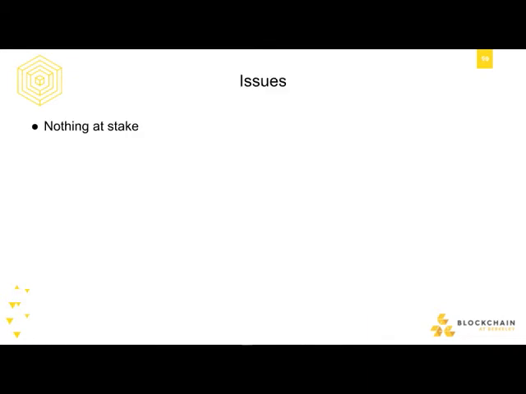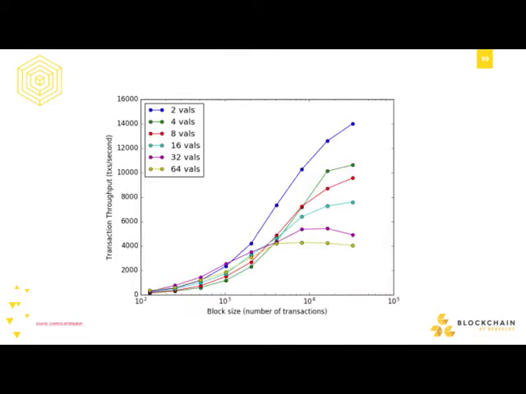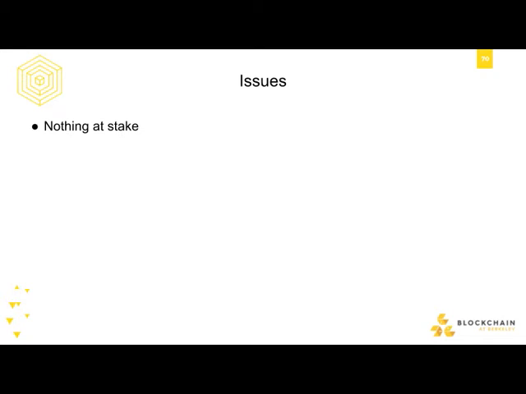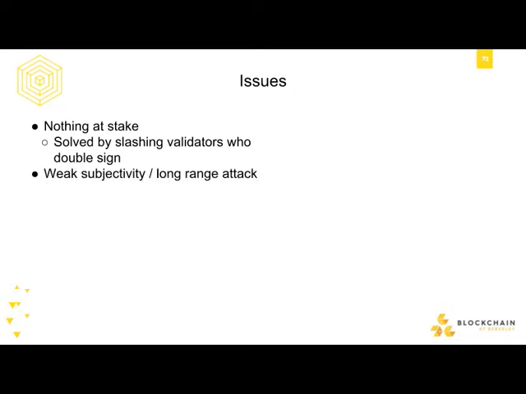Before I go on, does anyone else have any other questions? Is there an unbonding period? There is, and we'll get to that in like 3 seconds on this slide. Okay, so nothing at stake: we solve that by slashing anybody who double signs, which is the standard thing to do. Weak subjectivity and long-range attacks, that's the thing you just asked about: month-long bonding.